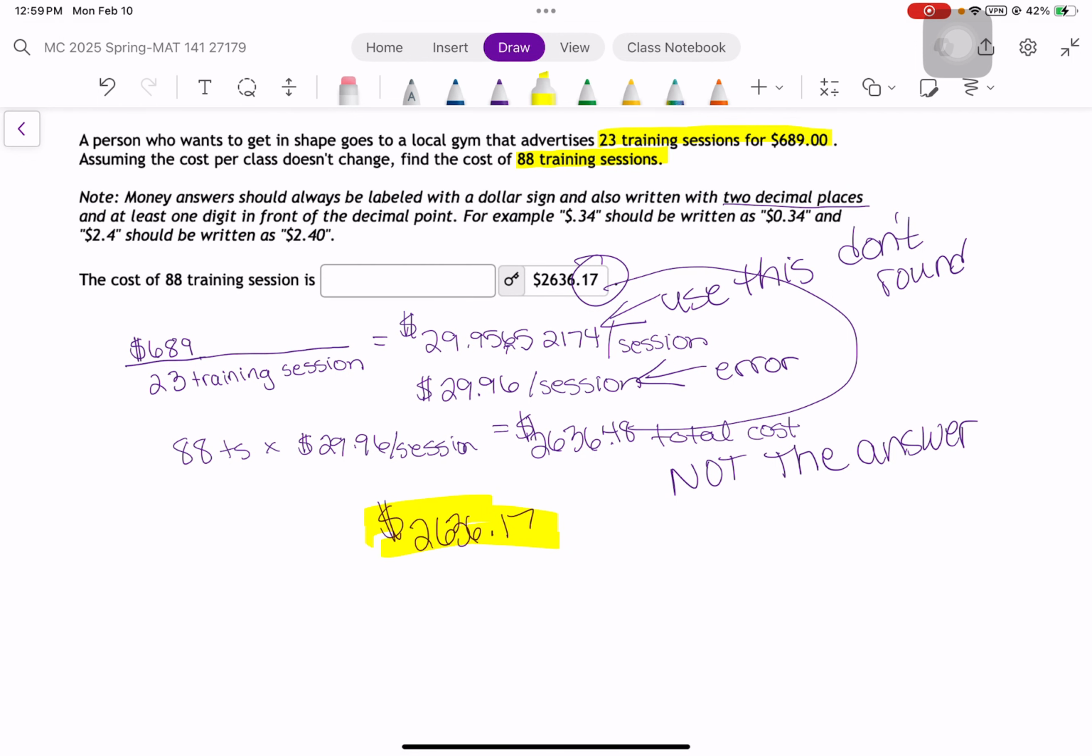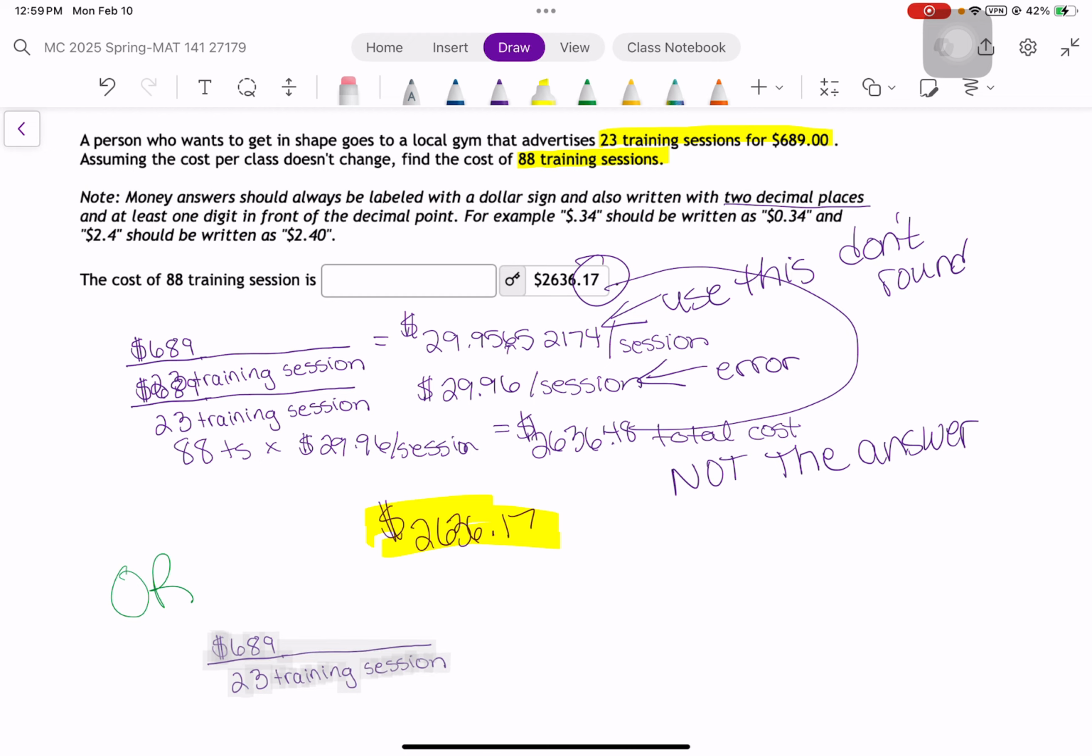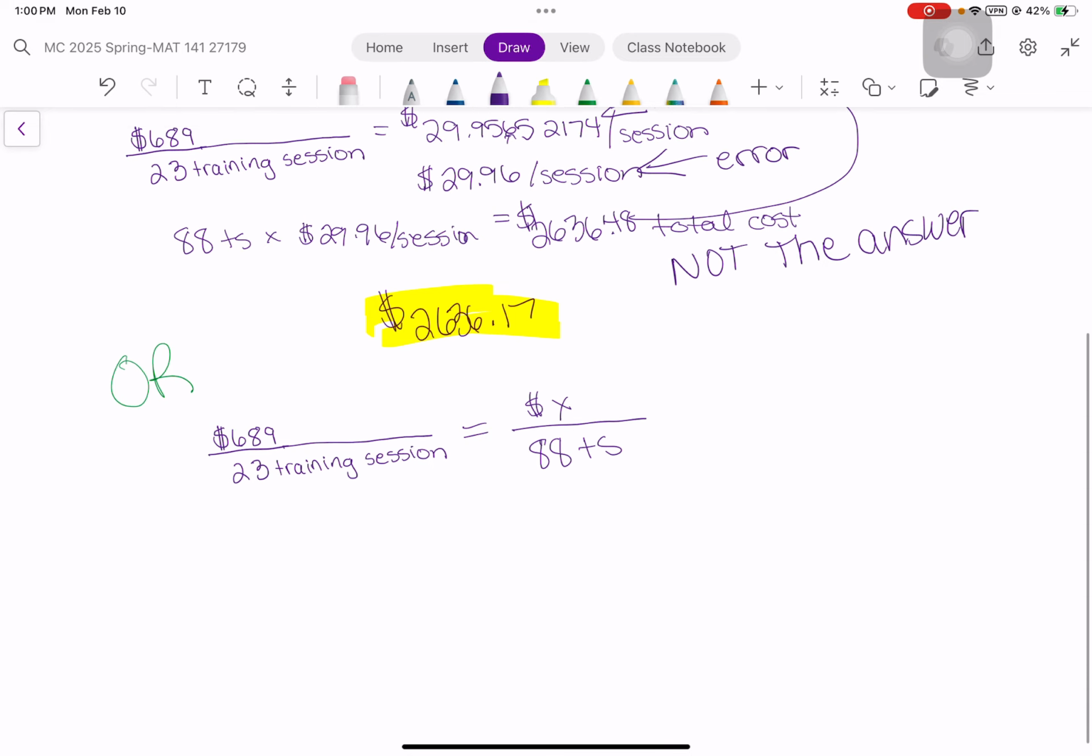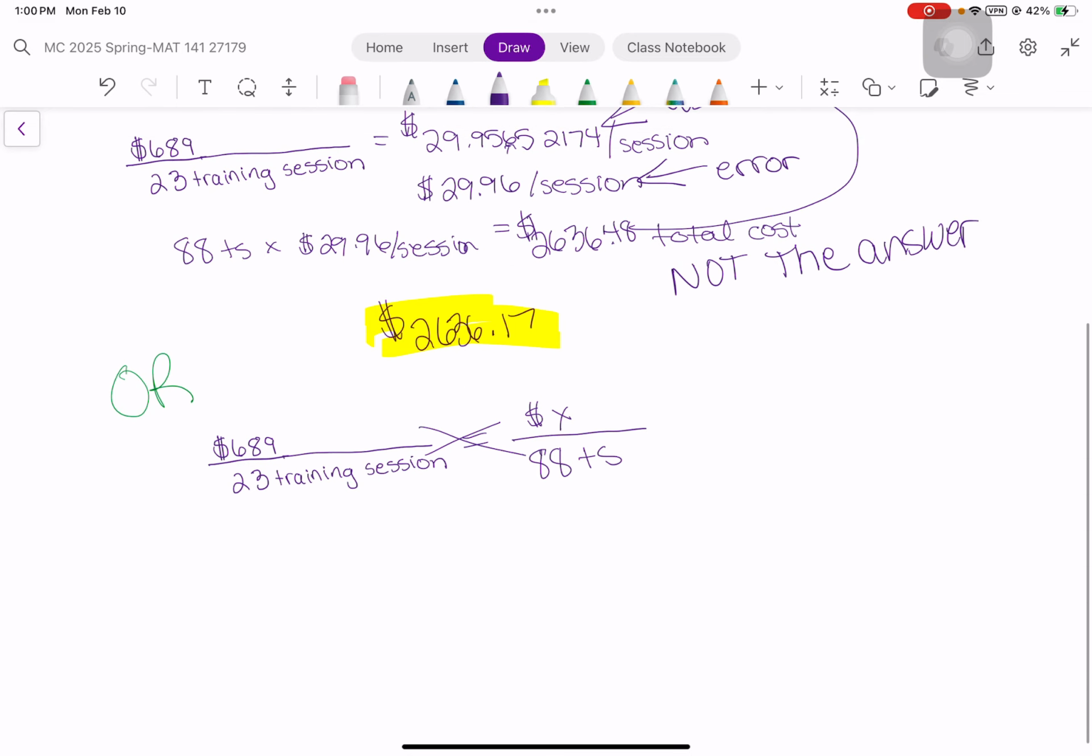Now, some of you got it correct, and that's because you used a different strategy. By the way, if you haven't used your lasso tool, it's very cool. I'm just copying this, and I'm going to paste it because I want this information again. And then I'm going to set it equal to, I want to know how much money for 88 training sessions. So I set up a proportion, and I'm going to solve this by cross multiplying. So 23x equals 689 times 88. I want to solve for x, so I'm going to divide both sides by 23.